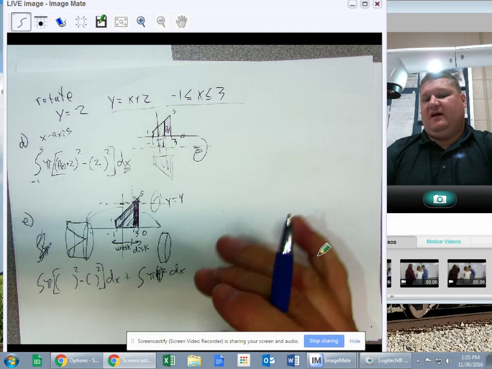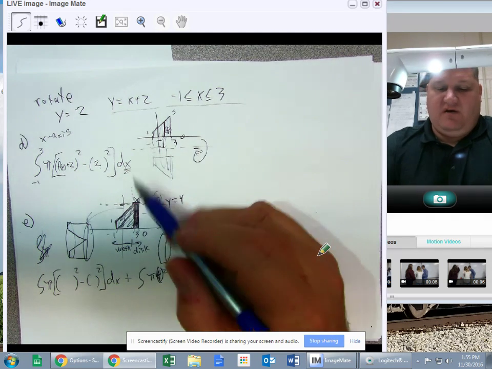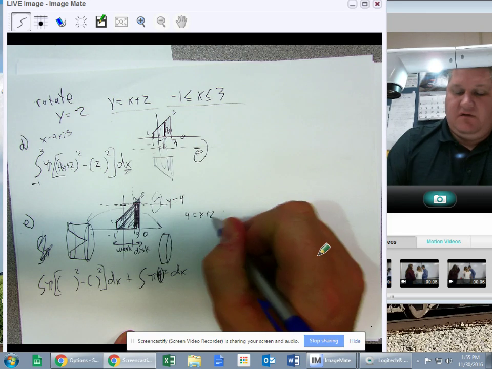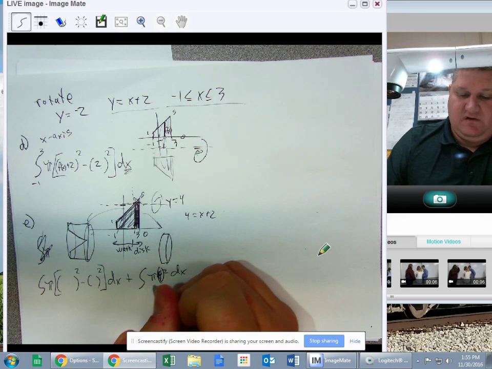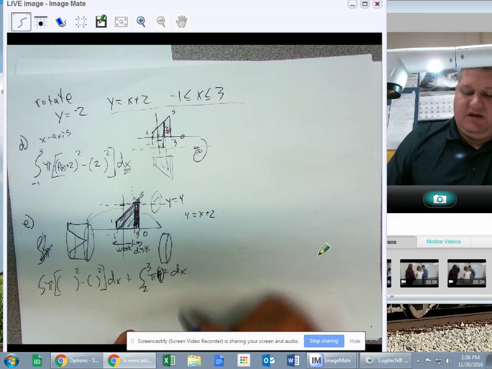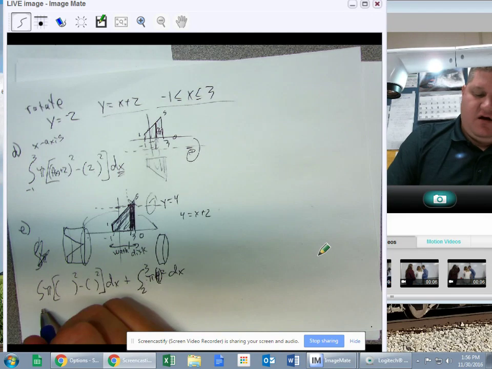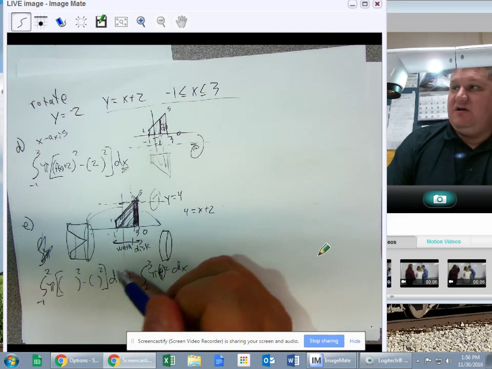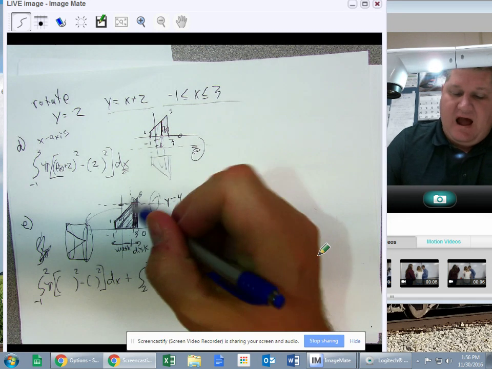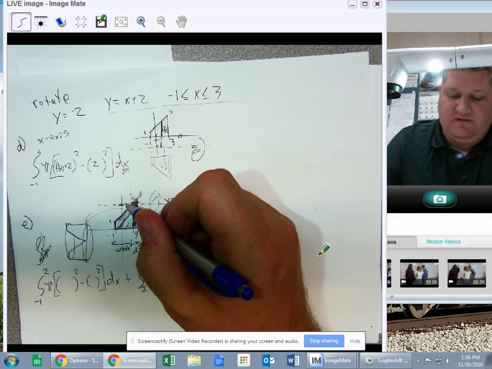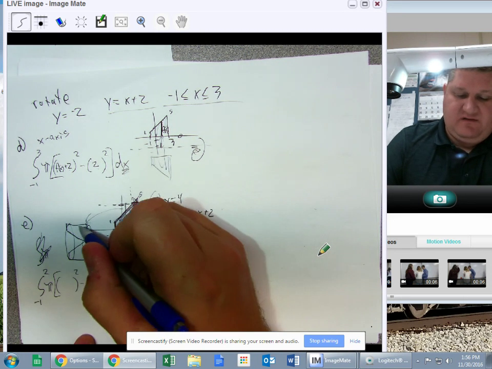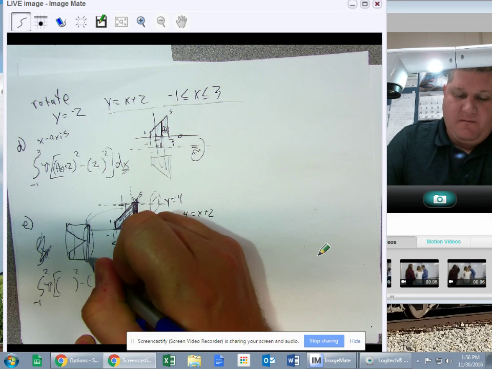Okay, and it's from where to where? What x to what x? Well, we need to figure out, where does this hit 4? So we say 4 equals x plus 2, and not shockingly, it's from 2. So from 2 to 3, you use that. From -1 to 2, that would be this area, you would use that. Outer radius, well, the outer radius would actually be a total of 4. So the outer radius is always 4.